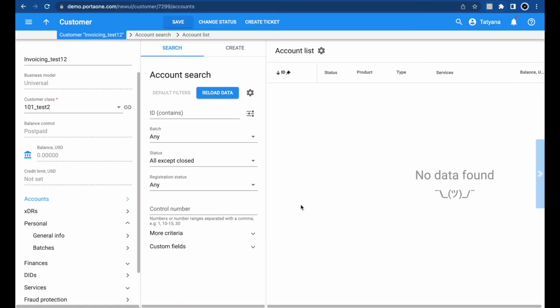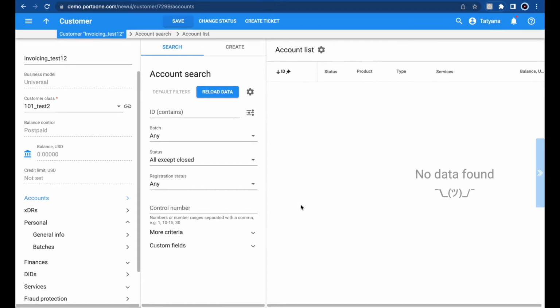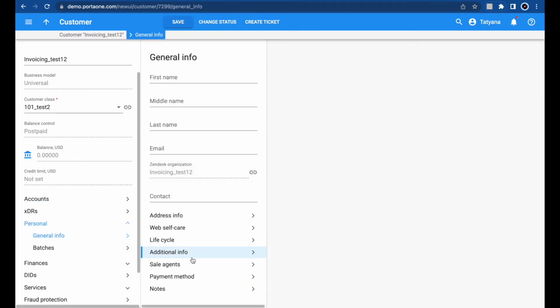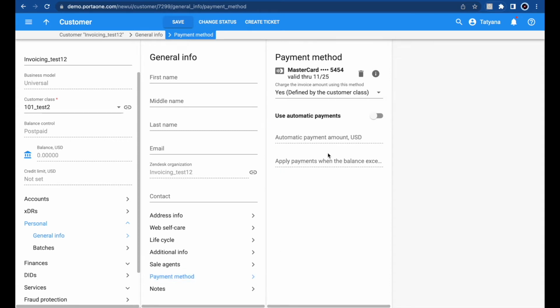Before we jump into our second practical example, let's remember how to add a payment method for the customer. For that, we have to go to Personal, General Info, Payment Method. Here we already have one, but if we didn't, there would be an option Add Payment Method. If we want to charge our customer's credit card automatically upon generation of an invoice, we need to make one more configuration on our customer class.